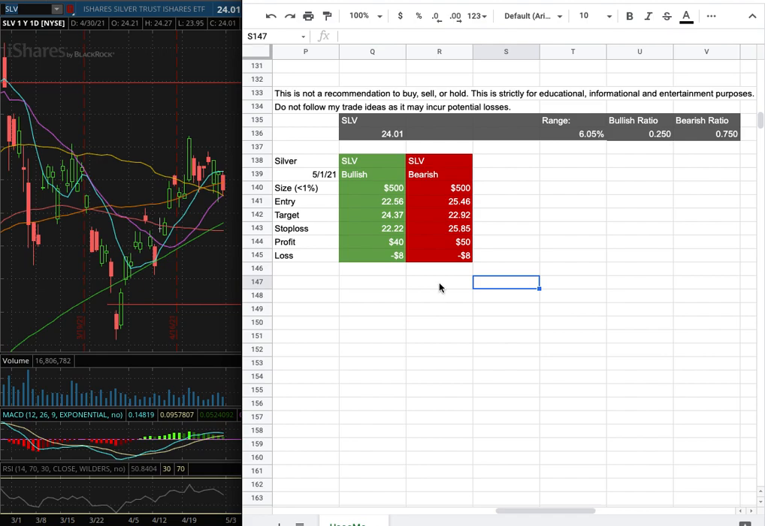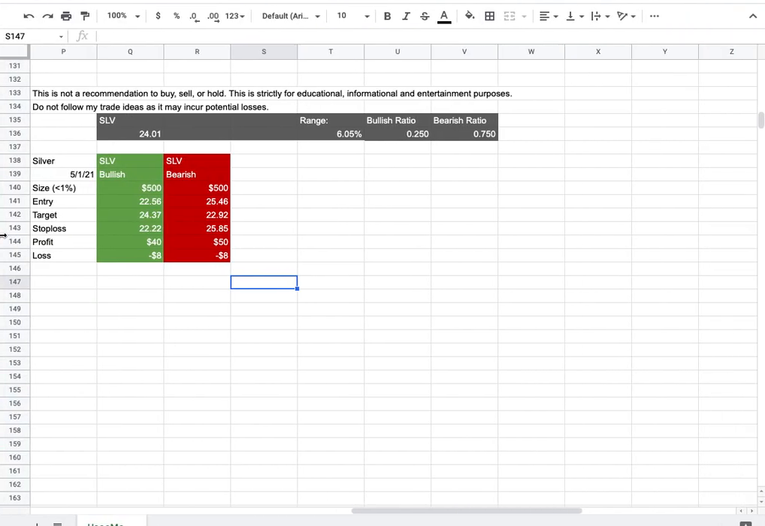However, if I were to open a short position, my entry is at $25.46, and that is this range there. My sell target is at $22.92, and my stop loss is at $25.85. So whichever entry price were to hit first, that'll be my position of the week.